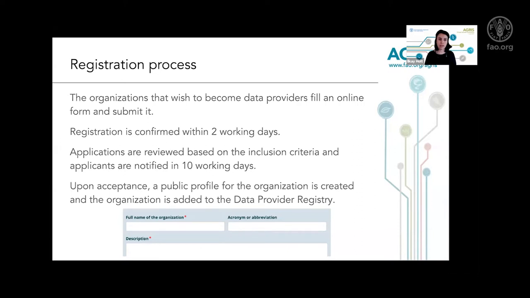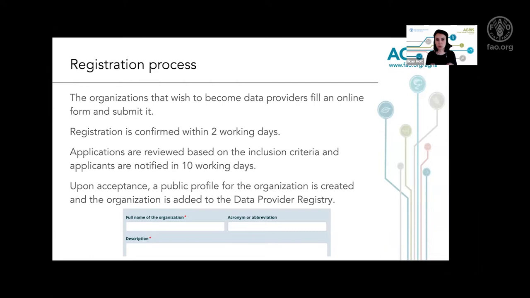And after we receive the registration, it doesn't even take 2 working days; within 2 working days, these registrations and applications are confirmed. And we have a review process. This review process is 10 working days. Within 10 working days, our applicants, based on the inclusion criteria, should be hearing from us about their acceptance, or if that's the case, rejection.